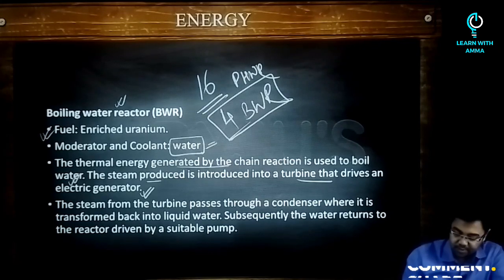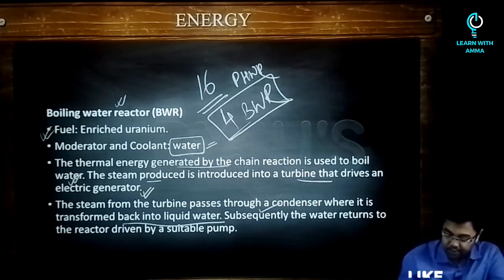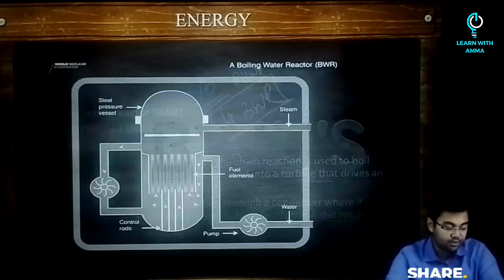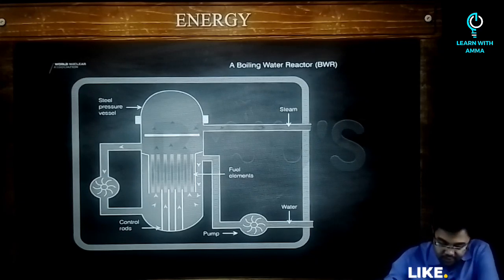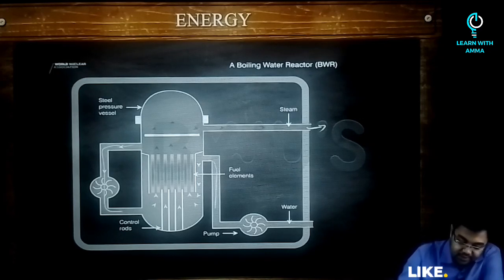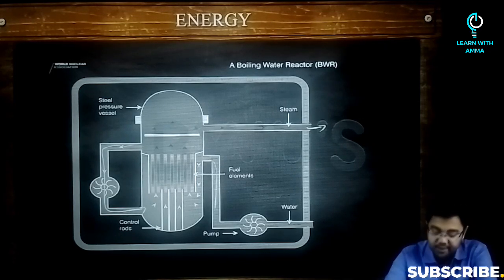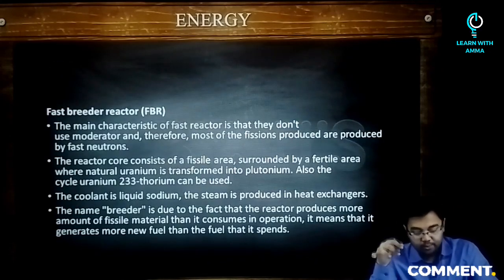So the steam from the turbine passes through the condenser, where it is transformed back into liquid water. Subsequently, the water returns to the reactor driven by a suitable pump. If you look at this particular diagram, the water from here itself will be converted into steam. From here you have water again, and this water is also being reused as a moderator. So both your moderator as well as the coolant is boiling water.